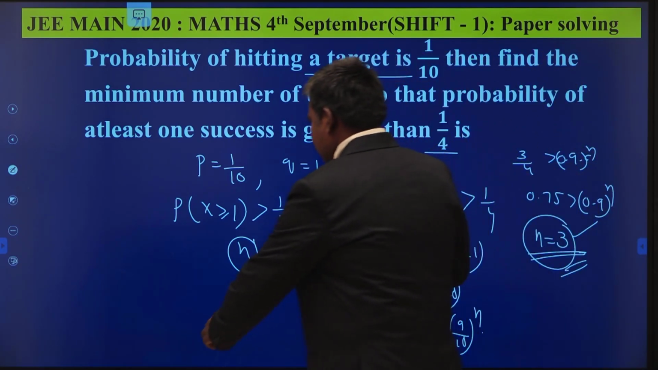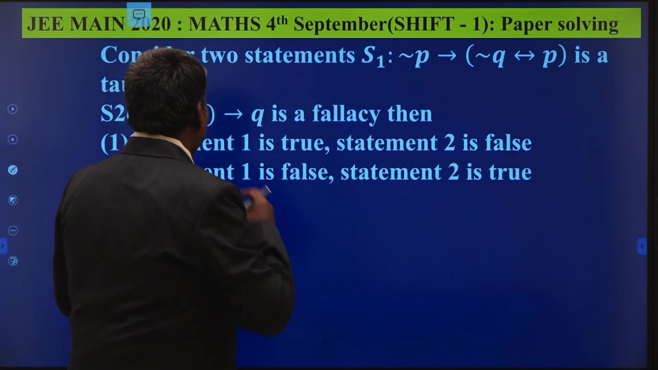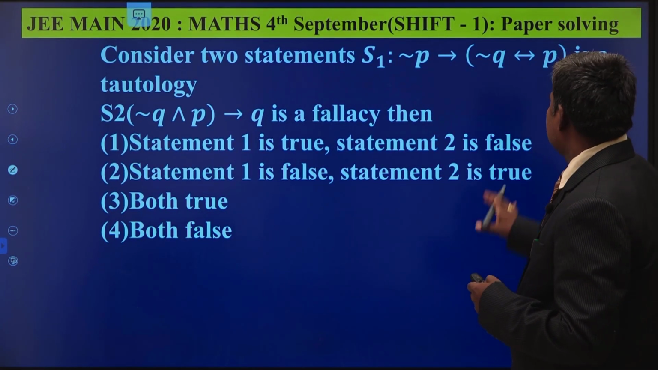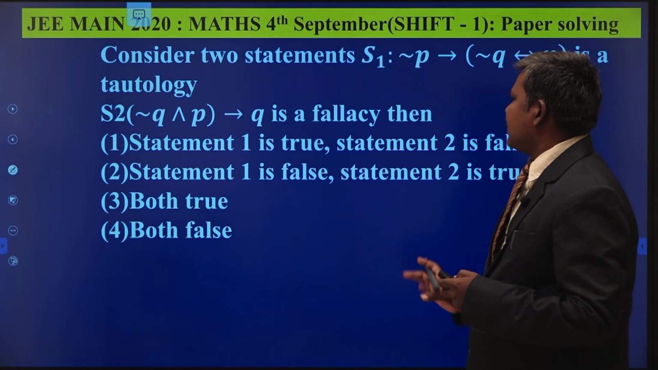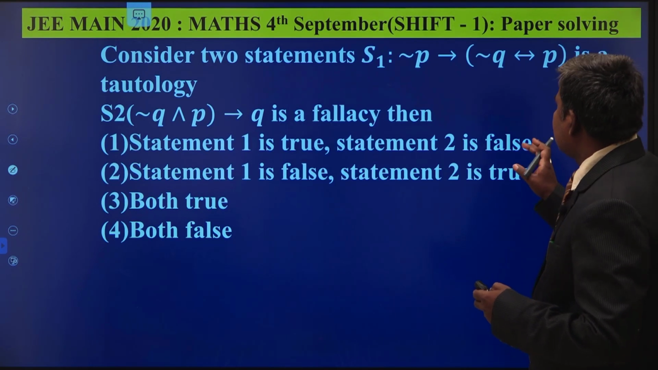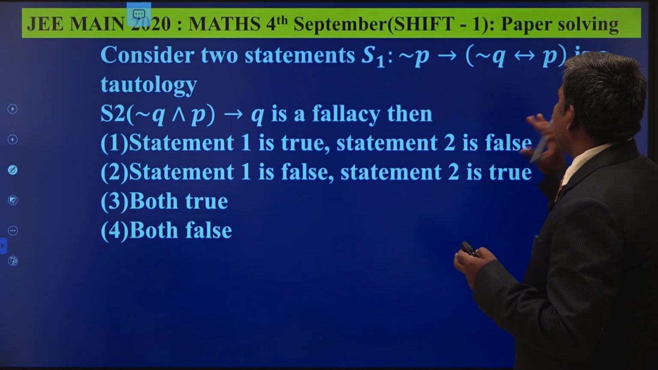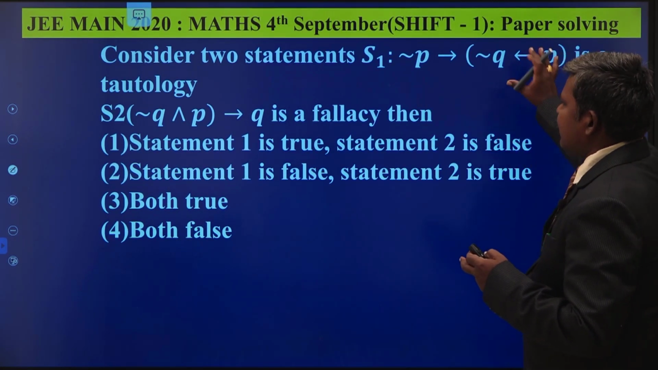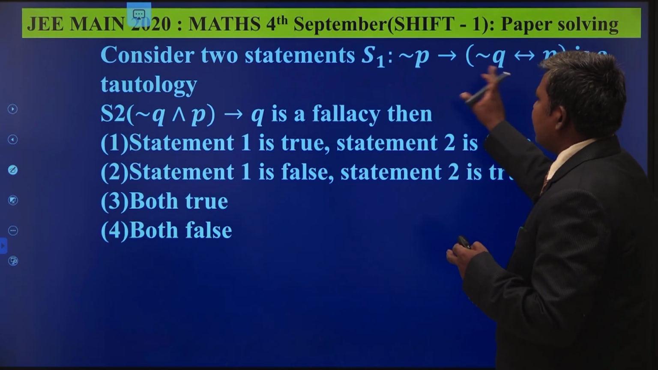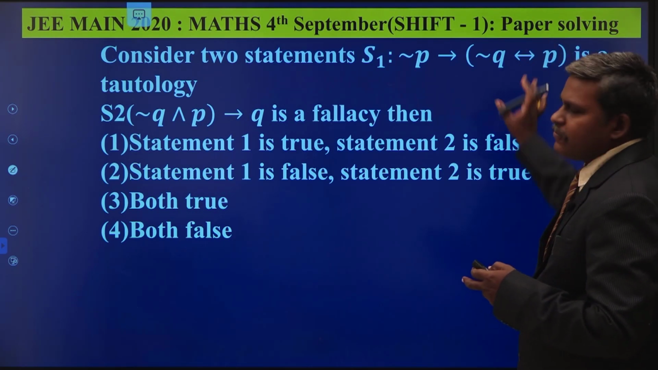Now let us see the next question. Consider two statements S1 and S2. They are saying this is a tautology, and this is a contradiction. Which of the statements is true? They are given that it is a tautology. That means all possible values must be true. If at least one possibility is false for given truth values of P comma Q, that is a false statement.